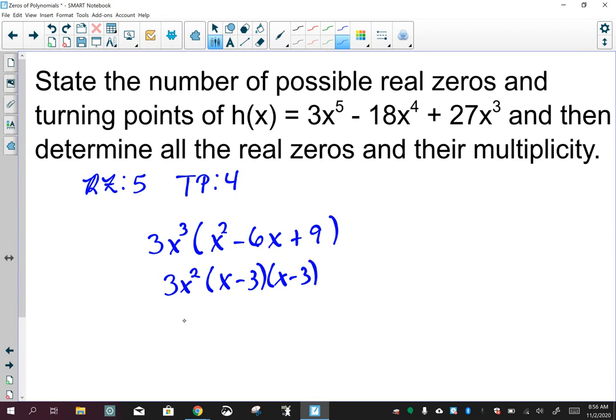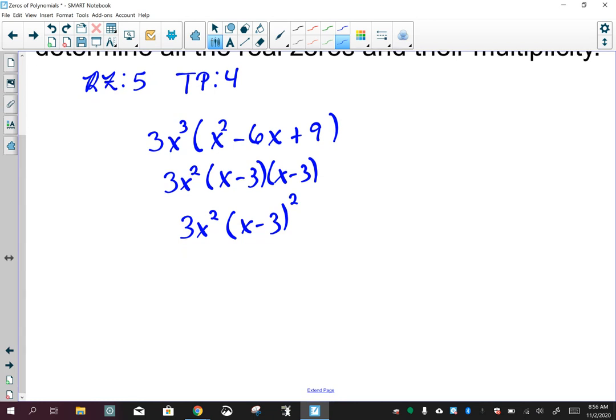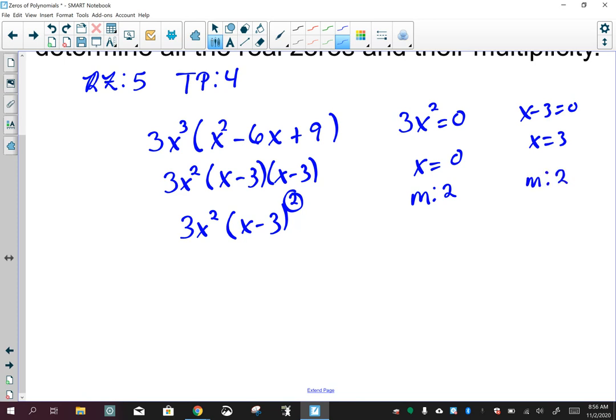Notice I have 2 of these. So I have 3x squared, and I have 2 sets of these x minus 3s here. So actually that is what I'm looking at. And then I'm going to set each of these equal to 0. So 3x squared is equal to 0. That gives me my x is equal to 0, and I have a multiplicity of 2. And I have an x minus 3 is equal to 0, so x is equal to 3. And again, because of that right there, I have a multiplicity of 2.